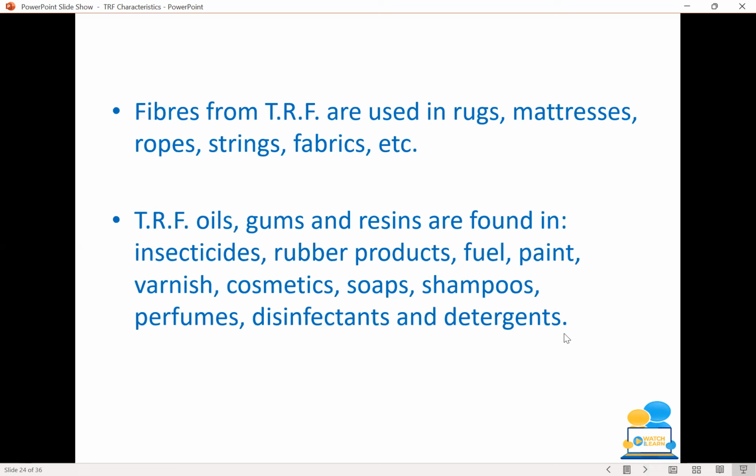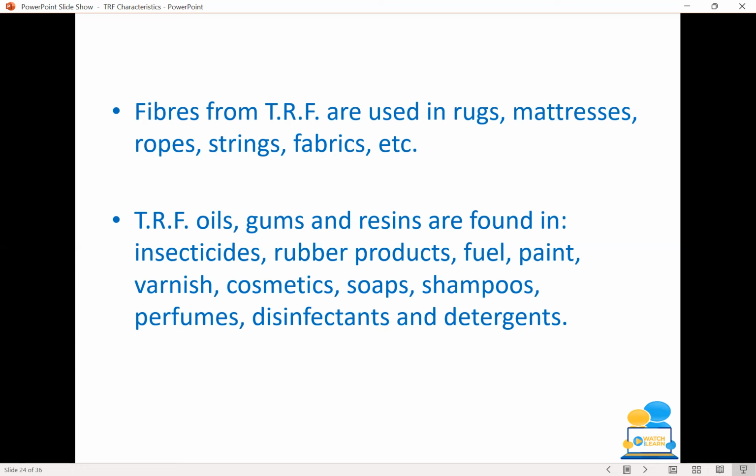Fibers from the tropical rainforest are used in rugs, mattresses, ropes, strings, fabrics, etc. So that's another natural resource that is found in the rainforest and that makes them very valuable to humans. The tropical rainforest also provides oils, gums, and resins. Insecticides and rubber products are produced from the tropical rainforest.